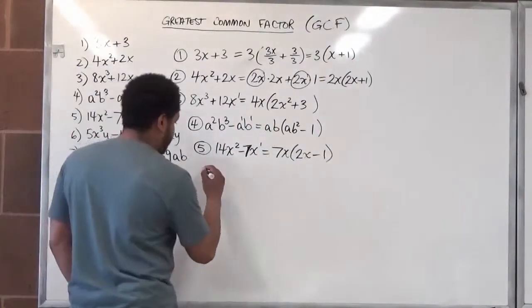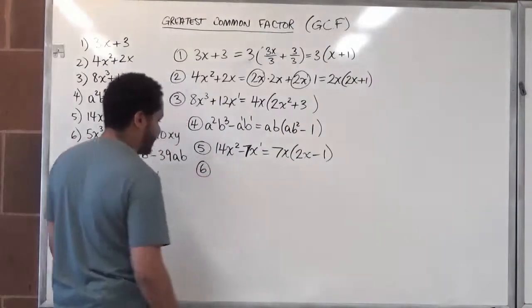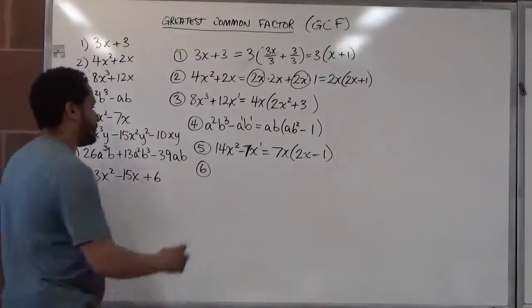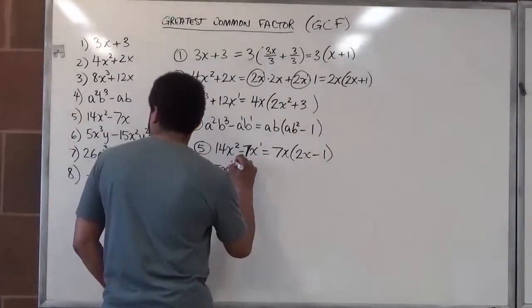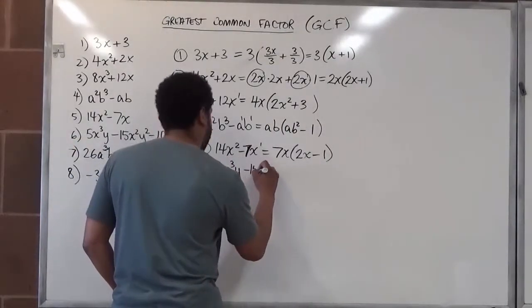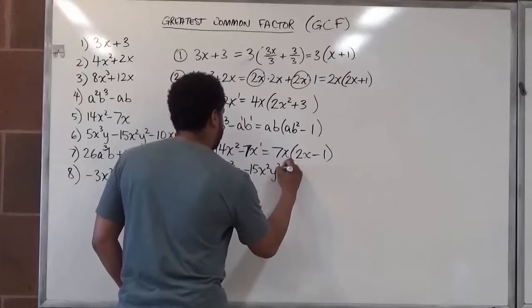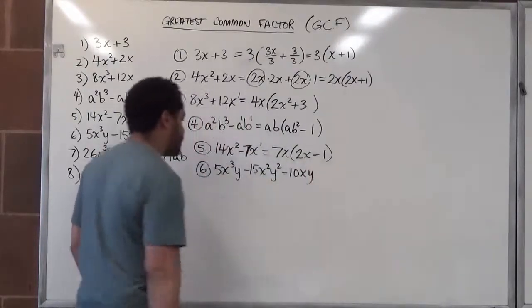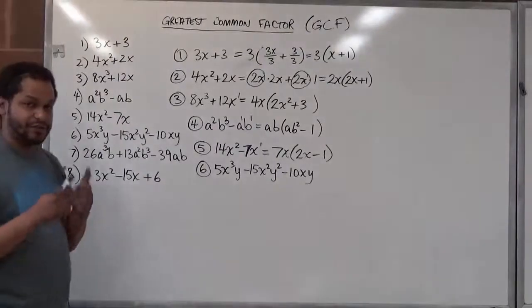Don't rush yourself. This is not a race. This is mathematics, and intelligence doesn't win by just being the fastest person. All right? So here we have 5x cubed y, take away 15x squared y squared, take away 10xy. So the first thing we want to do is analyze the coefficients.